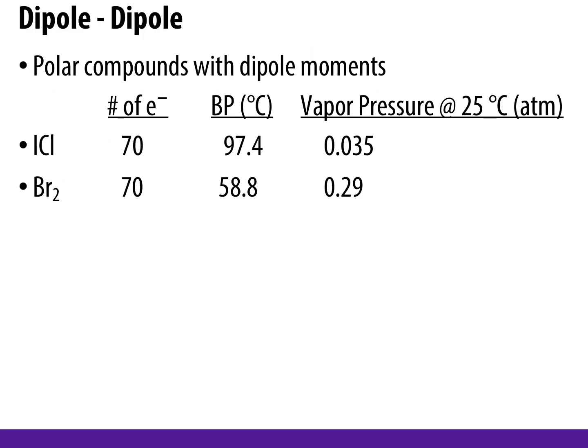Okay, so let's look at another example here. We have ICl versus Br2. ICl is a polar molecule with these two different atoms. Br2 is nonpolar. We can see the effect is that ICl has a bit higher boiling point, in this case about 40 degrees higher. We can also see that effect in terms of the vapor pressure at 25 Celsius, right? The stronger the intermolecular forces, the lower the vapor pressure, because it's going to be harder to pull these particles out of the liquid into the gas phase.